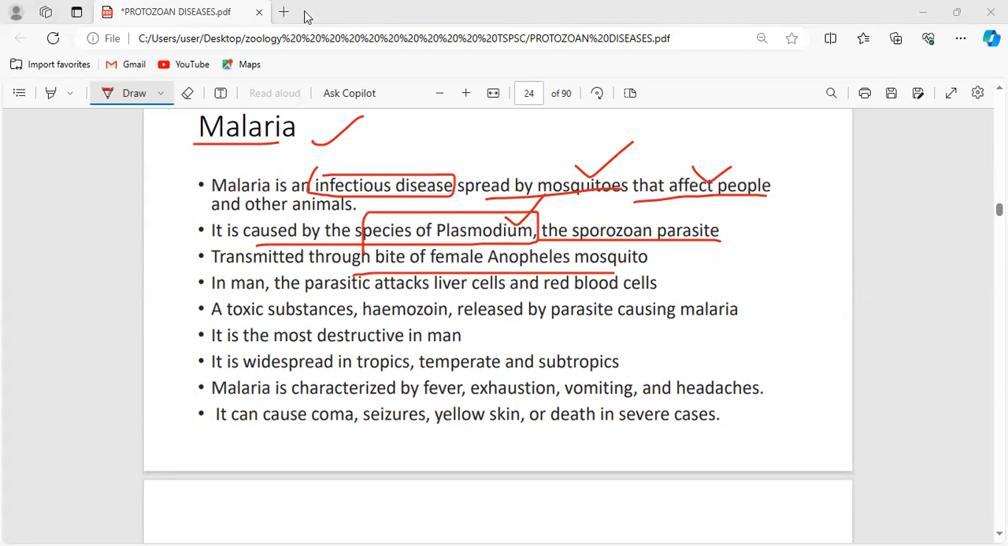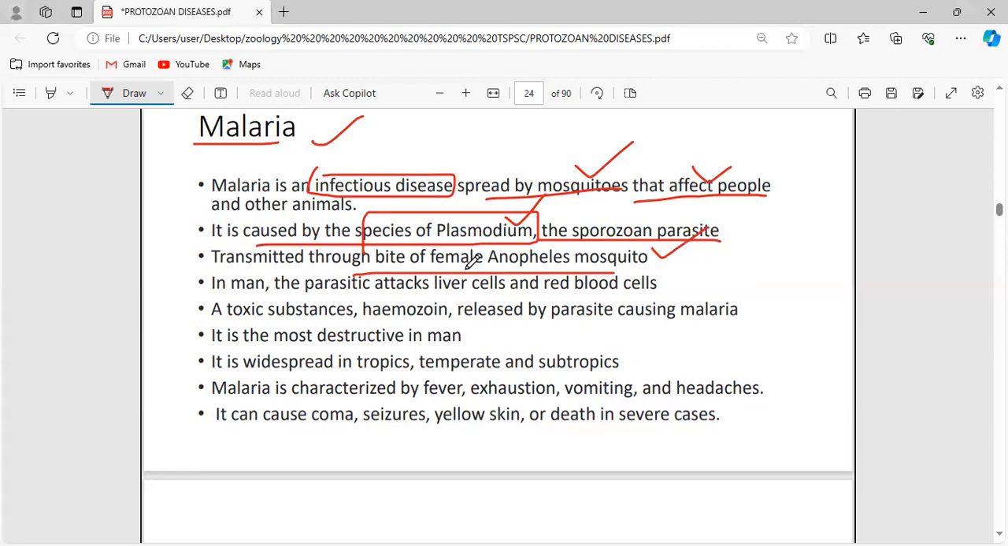Transmitted through, it has been transmitted. I have explained this when I taught about the classification of protozoan. In the protozoan, we have different classes, that is Sarcomastigophora, Sporozoa, Cnidospora, and Ciliophora. In that Sporozoa, we have read Plasmodium as an example. That is why classification is also important.